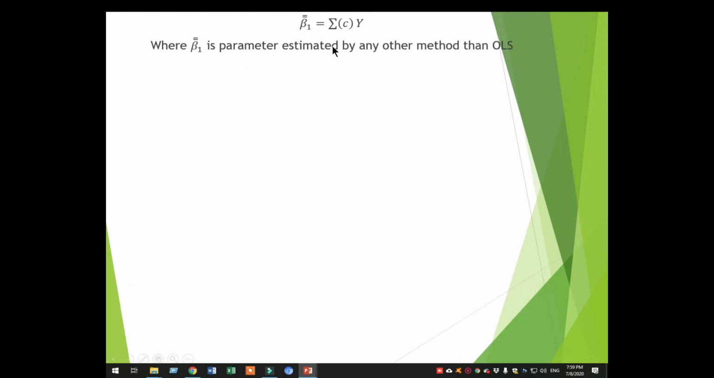So keeping this analogy, I've just changed that k with c, where b1 double bar is the parameter estimated by any other method than OLS, and c is a ratio just as k, but with a little measurement difference as d. Obviously, by changing that k to c, if the estimate shows any kind of difference, that would be d. If by changing the method from ordinary least square to any other method, d is 0, it means that there is no difference between the two methods.